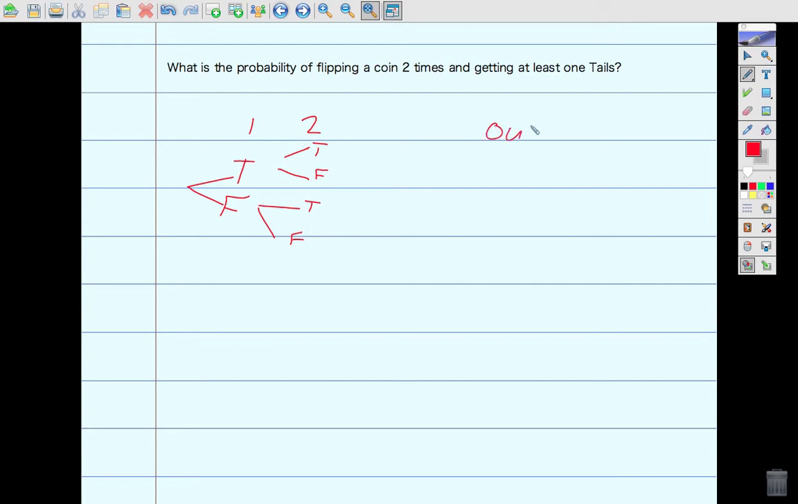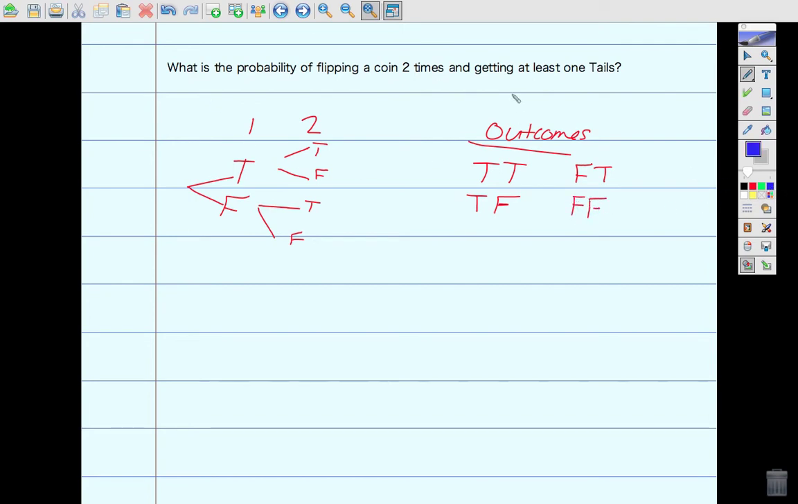So I want to list my outcomes. My first outcome would be true, true. My next outcome would be true, false. My next one would be false, true. And my last one would be false, false.